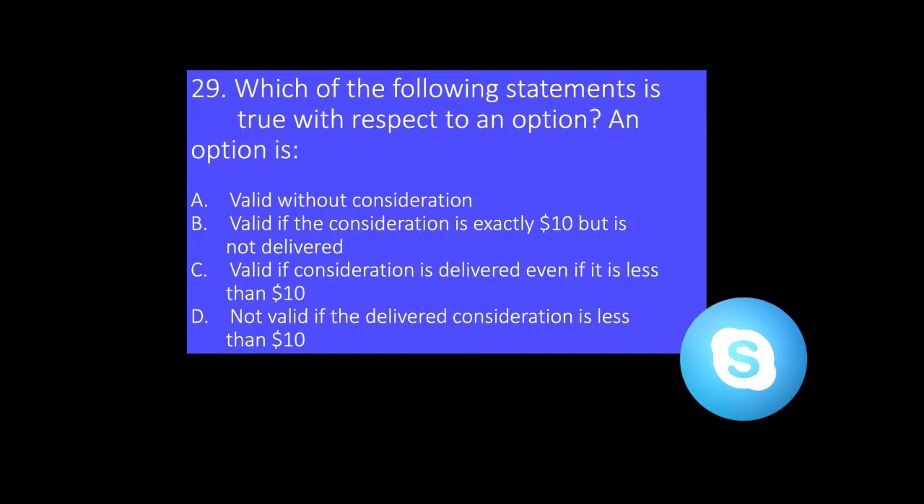It's valid if consideration is delivered even if it is less than $10. Not valid if the delivered consideration is less. So the first thing I find, the $10 thing is very confusing. I don't know what it means. Why is exactly $10 valid? So which is why I take out all the $10 stuff, which is BCD.